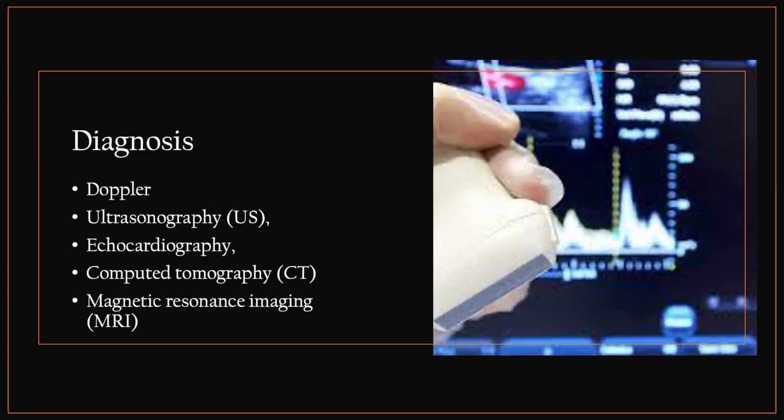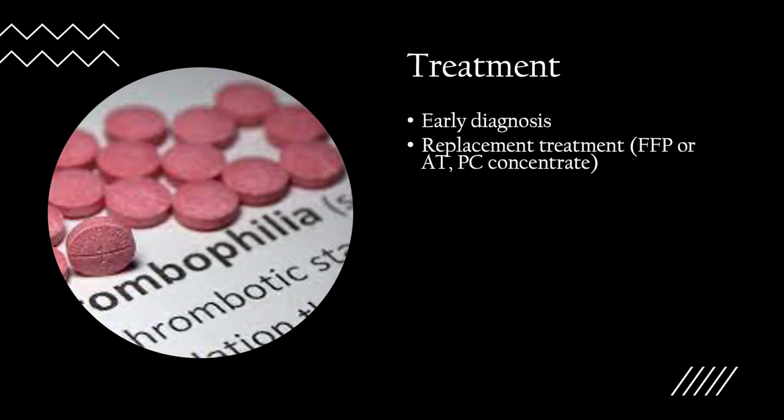Diagnosis for thrombophilia includes Doppler studies, ultrasounds, echocardiography, CT, and MRIs. Treating thrombophilia includes early diagnosis and sometimes replacement therapy. The goal in treating thrombophilia is to prevent enlargement of thrombosis, pulmonary, central nervous system, and other organ emboli. Children should be evaluated carefully and treated quickly.